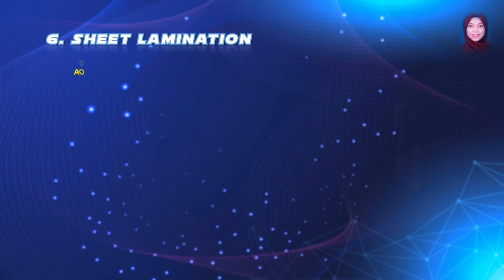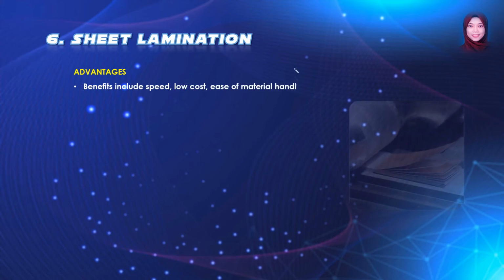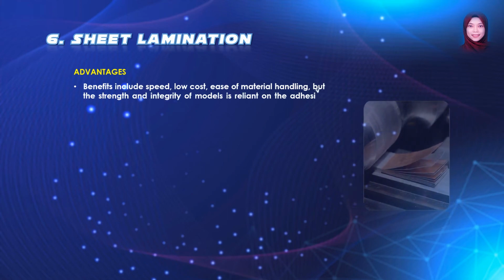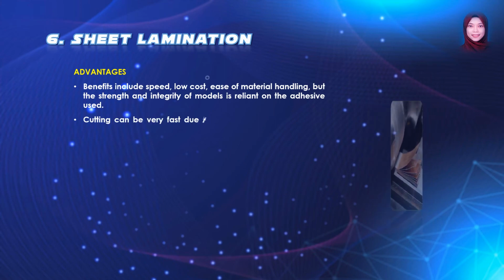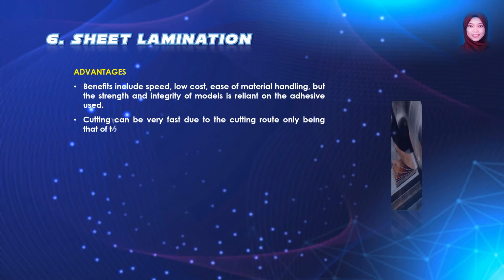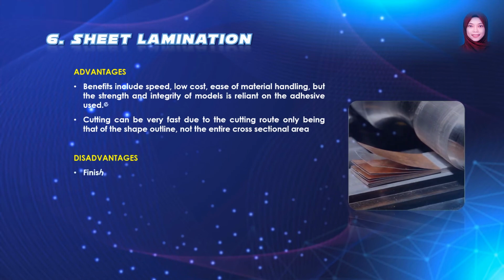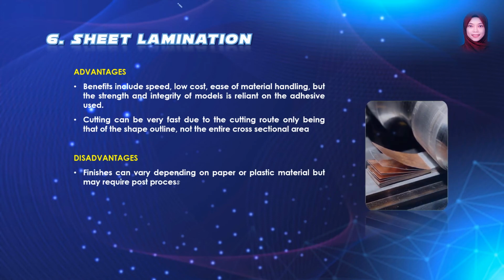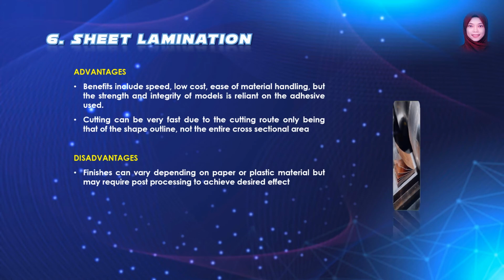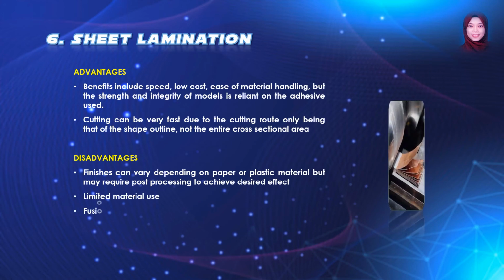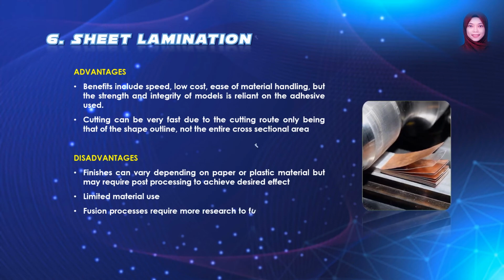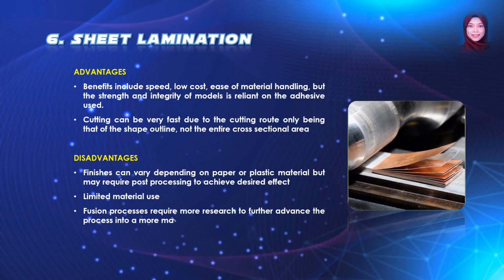Sheet lamination. Advantages: benefits include speed, low cost, ease of material handling, but the strength and integrity of models is reliant on the adhesive used. Cutting can be very fast due to the cutting route only being that of the shape outline, not the entire cross-sectional area. Disadvantages: finishes can vary depending on paper or plastic material but may require post-processing to achieve desired effect. Limited material use. Fusion processes require more research to further advance the process into a more mainstream positioning.